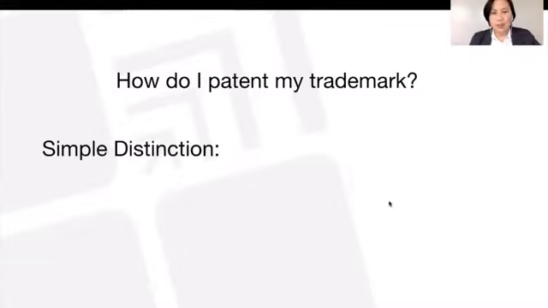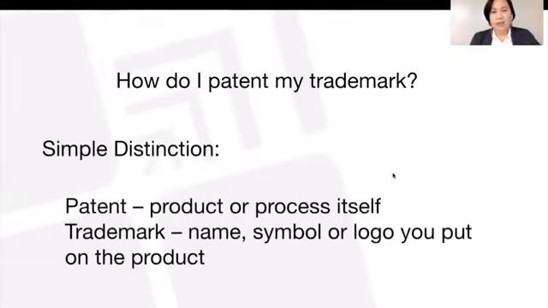Of course, it is not correct for the simple distinction that when we say patent, we refer to the product, the process, or the invention itself, as I mentioned a while ago. Whereas the name or the symbol or logo that you put in your product, so that once you put it out in the market, consumers could easily recall that this product is from your company, then that is trademark. Therefore, this question, how do I patent my trademark, is not correct. So never be confused anymore.